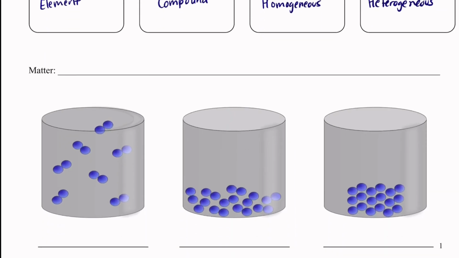Now, matter is going to be our first definition that we're going to worry about. And matter is anything that has mass and takes up space. So if it has a density, you can get a mass measurement or a volume measurement for it. If you can get both of those, then it would be considered matter.